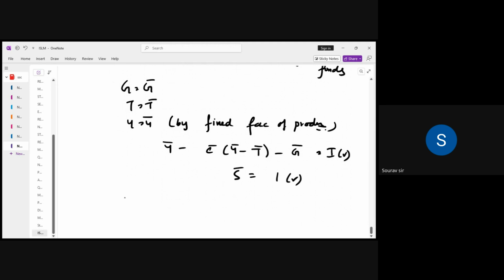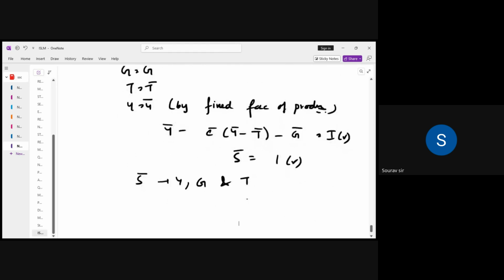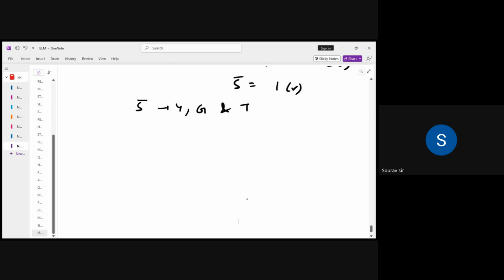So here S bar depends on what? Y, G and T. Since all three variables have fixed values, S also remains fixed and does not depend on R. But I is a function of what? It is a function of R. So I varies inversely. If we do a diagram, we understand better.